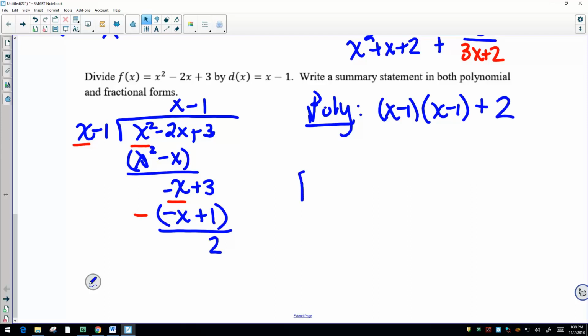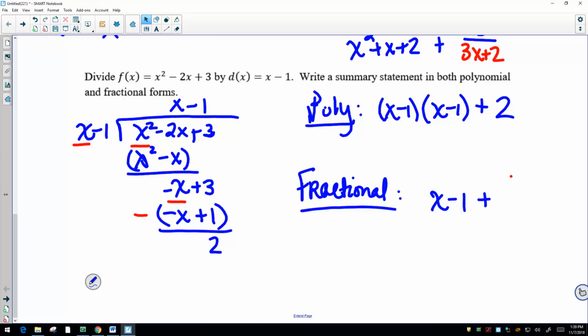Okay, if we were to write this in fractional form, we are going to take our quotient, our answer, the stuff on top, x minus 1, and to that we add on our remainder divided by the divisor. So two different ways to express your answer.